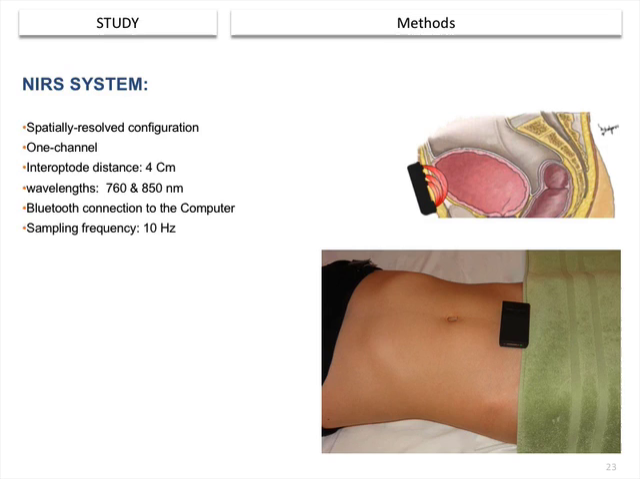The interoptode distance in this device was 4 centimeters, and it's really important because the depth of penetration is equal to half of the interoptode distance, the distance between emitter and detector. So with this device, we had a depth of penetration of perhaps 2 centimeters. And the wavelength in this system was again in the near-infrared region. It transfers data through Bluetooth to the computer in real time, and the sampling frequency was 10 Hz.